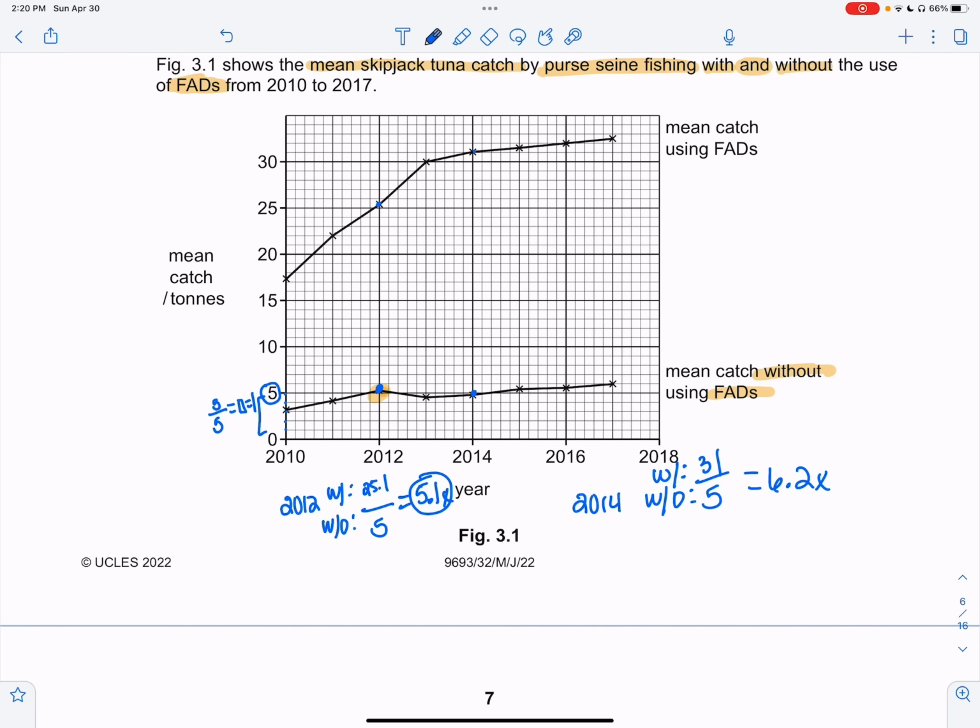And we could do the same thing for 2017, which is right here. In 2017, we had 6. So with and without the fish aggregating device, without we had 6, and then with, we are at 31, 32.5. Okay, and that is 5.4.